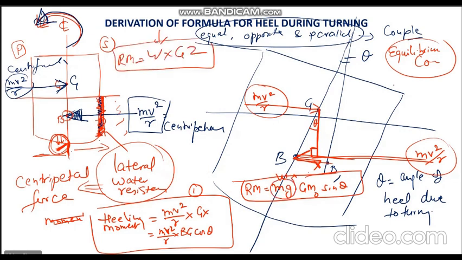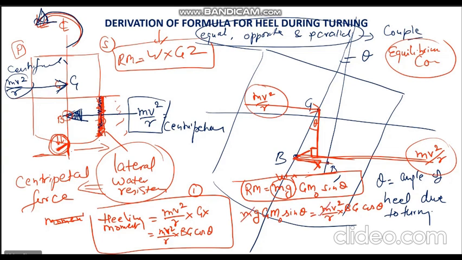Equilibrium condition, diagram to the right. If the vessel is in equilibrium, that means at this angle theta the righting moment should be equal to the heeling moment. They must be equal. That means at the angle of equilibrium, mg into GM initial sine theta, which is the righting moment, should be equal to the heeling moment, which is mv square upon r into BG cos theta. I've equated the two because the ship is in equilibrium, so both have to be equal. Otherwise, if one was more, then she should have heeled more or less.